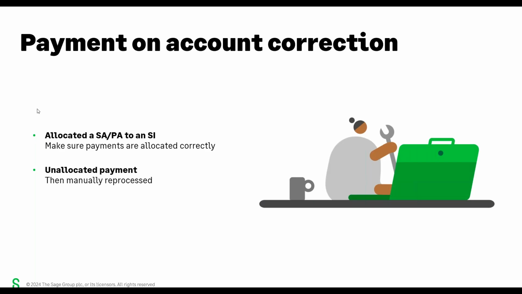Here we have it, payment on account. So essentially what we did was we allocated an SA, same process for PA, to an SI, to make sure the payments are allocated correctly. What we then did as a demonstration is we unallocated that payment to separate them, to make sure that they weren't married anymore, so that one could be allocated to anything else it would need to be allocated to. Hopefully that makes sense.